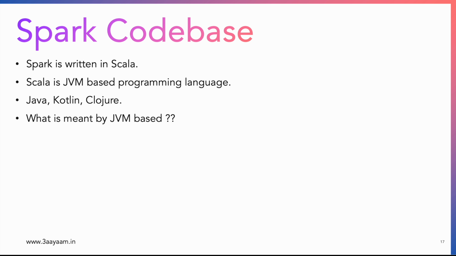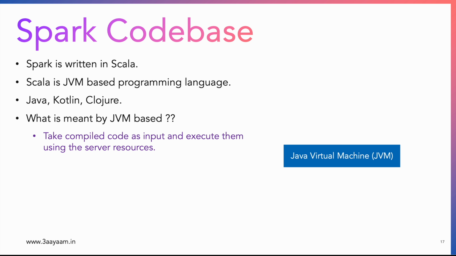First of all, I hope you have gone through the Python Essentials course, which is a prerequisite of this particular course. Now I have seen in Python that Python can be both compiled and interpreted language. So if it is a compiled language, what happens is that it goes to the Python virtual machine and the programming language gets converted to machine language. JVM is similar to that, but instead of Python virtual machine, it's a Java virtual machine. What it does is that it takes compiled code as input and executes them using the server resources.